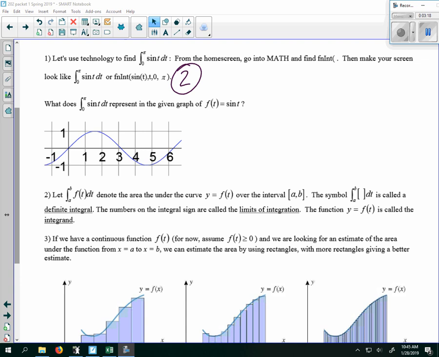Okay, so my calculator said that the integral from 0 to pi of sine of t dt is 2. And what does that represent? So anybody remember from Calc 1? The area under the curve from x equals 0 to x equals pi, or t equals 0 to t equals pi. So this is my t-axis. So from 0 to pi, the integral measured the area under the curve. So that area is 2.